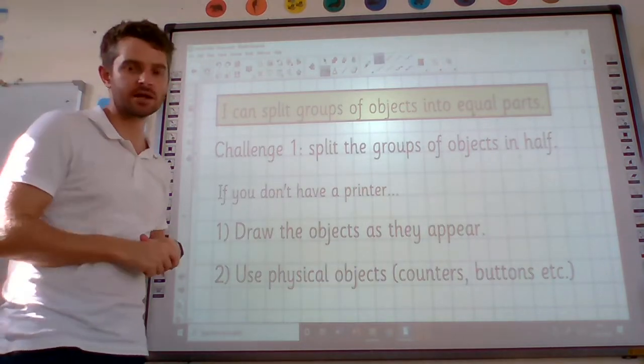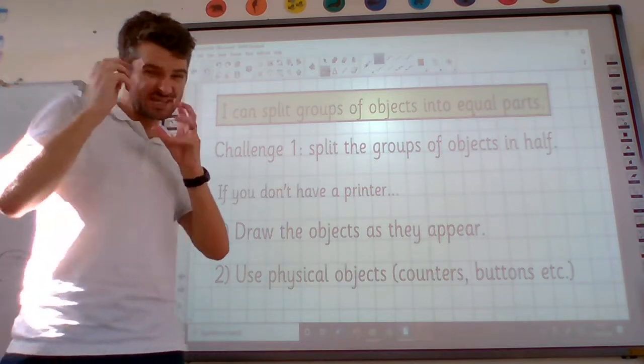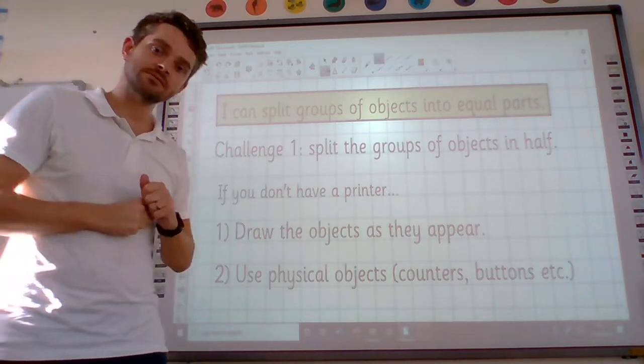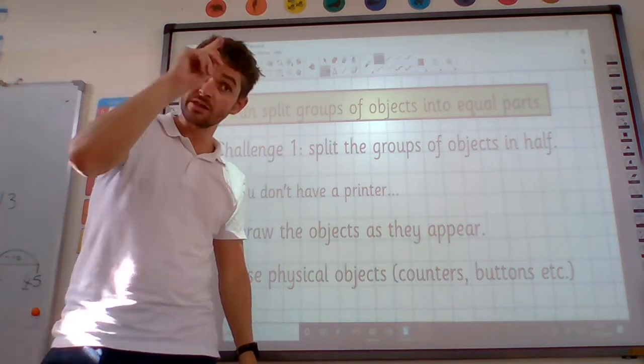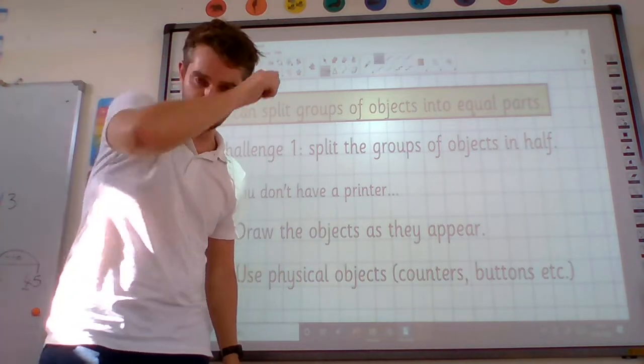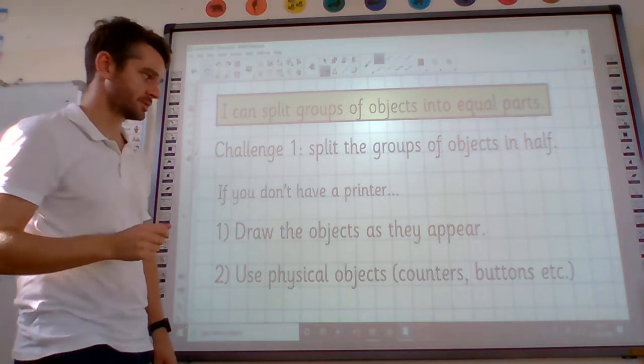Okay, on your Class Dojo page, you have a sheet of paper with lots and lots of objects on, and I'd like you to find half of each group. Put a line, then check, then circle, so you have definitely circled half of the group.